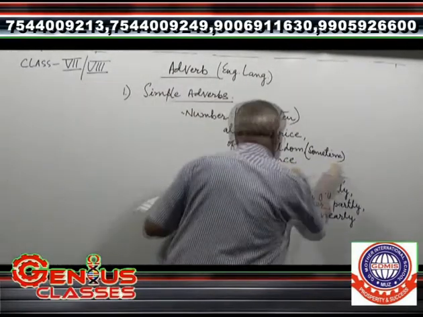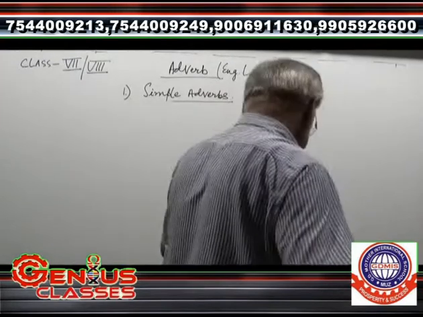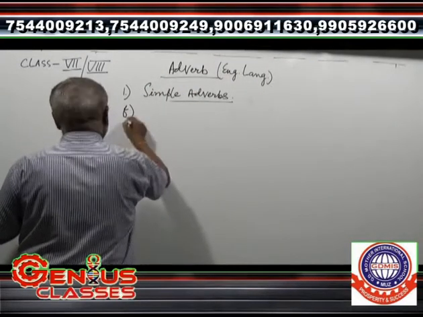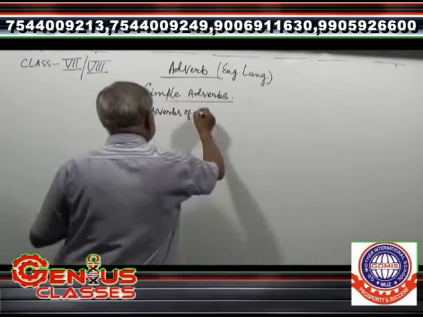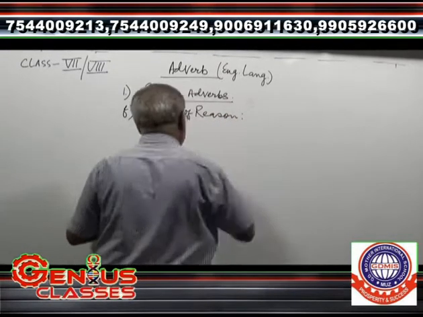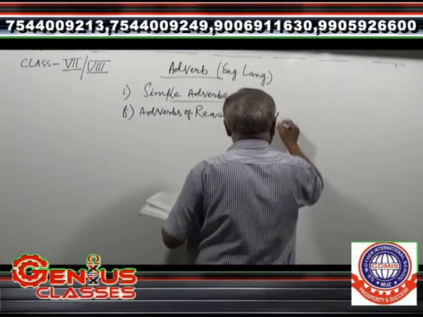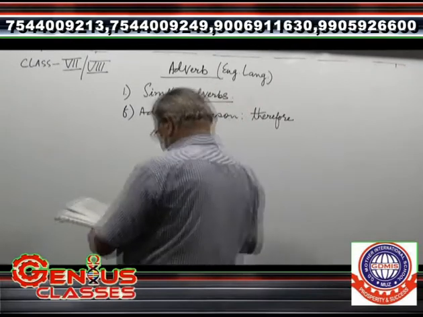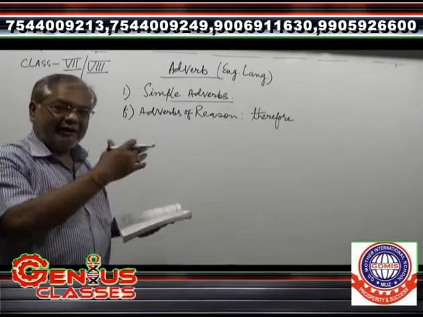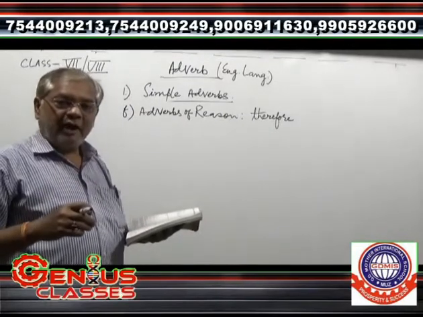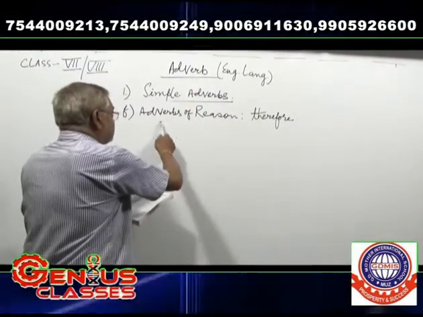Now next, adverbs of reason. You have to show the reason, what exactly it was. So the word therefore refers to this. It means that before the action, what happened and why it happened, its reason is given by using the word therefore in terms of the adverbs of reason.